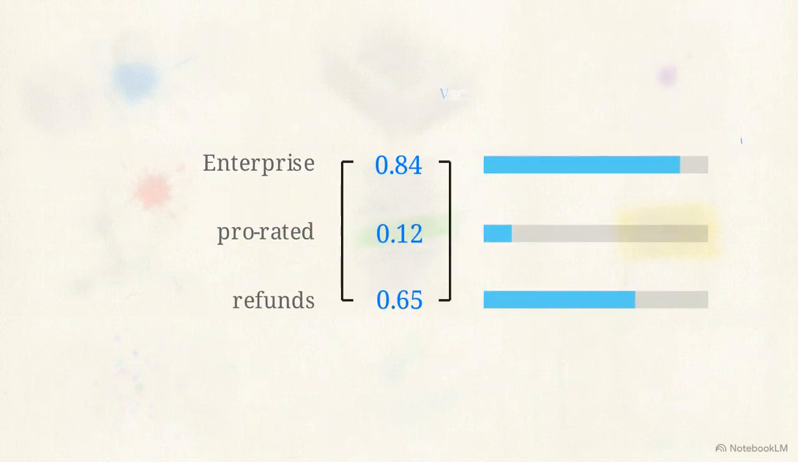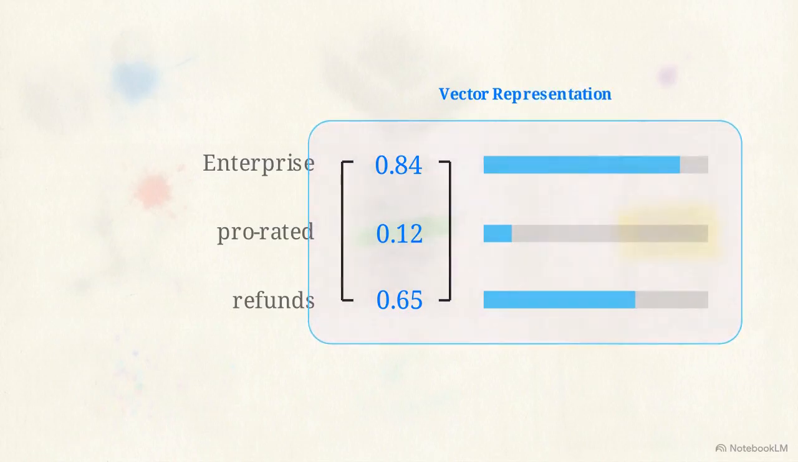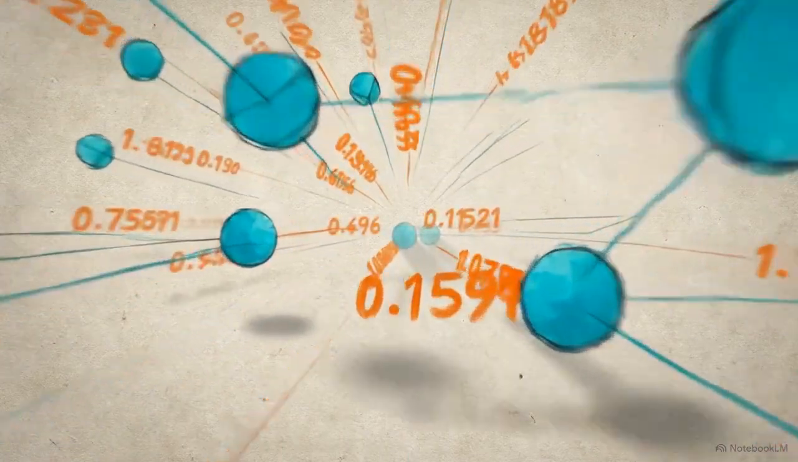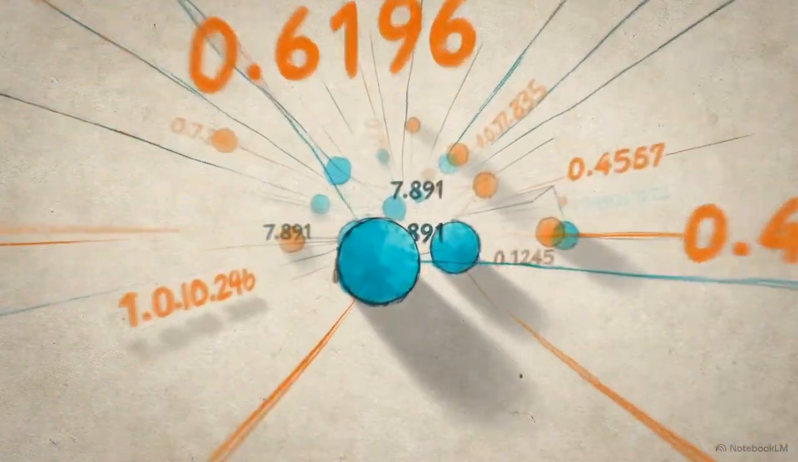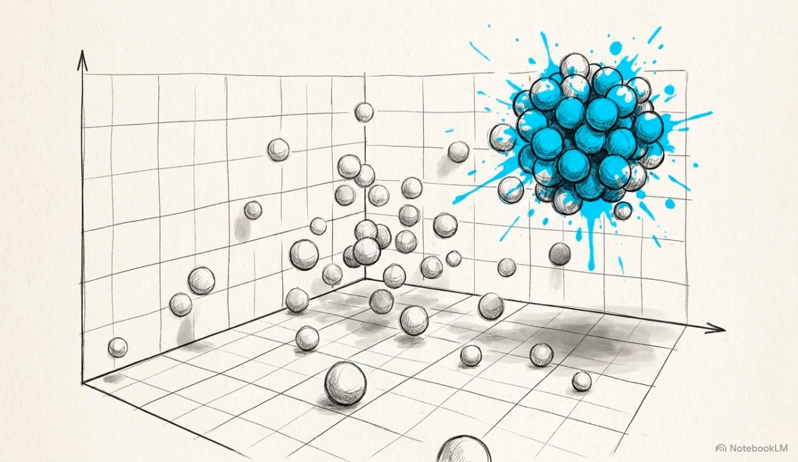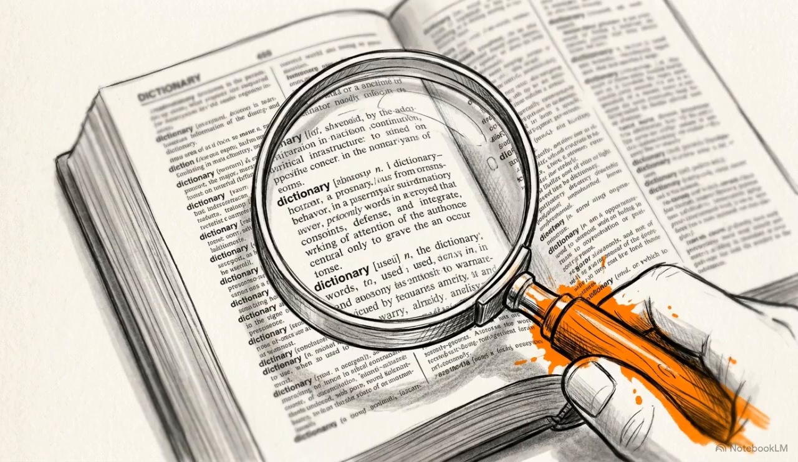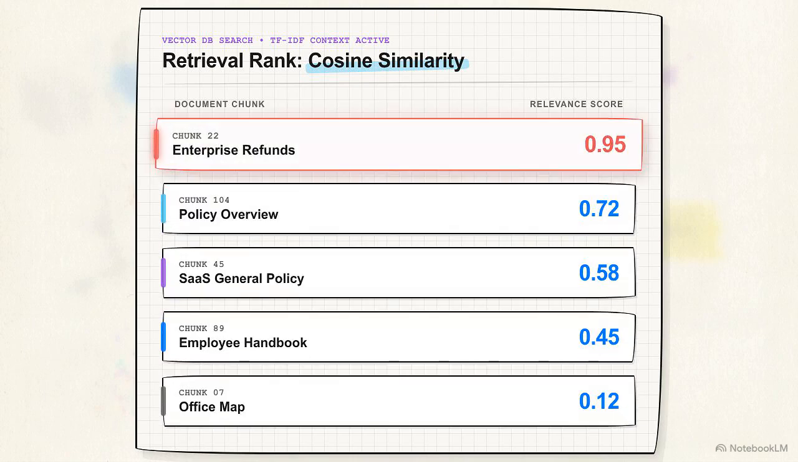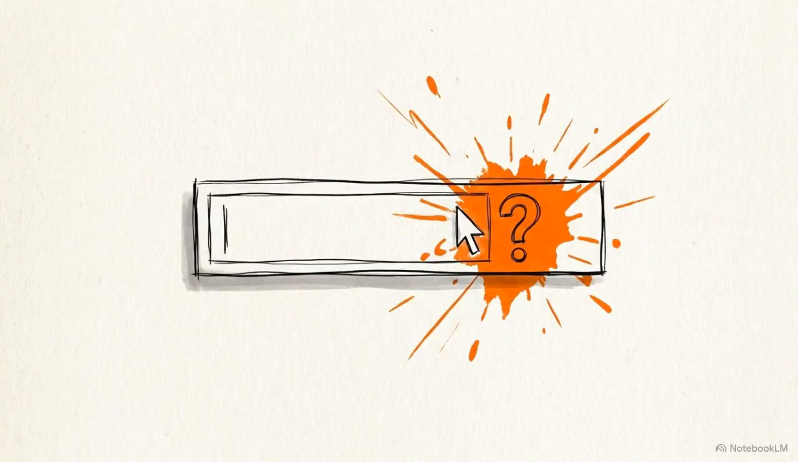These numbers represent the statistical importance of each word within that specific chunk. By converting text into these numerical arrays, or vectors, we can mathematically measure how similar 2 pieces of text are. Chunks that share the same distinctive high-value words will produce vectors that are closer together in this mathematical space. This translation is what moves us beyond simple word matching. It allows the system to identify which documents are most relevant to a query based on the importance of the terms they contain.